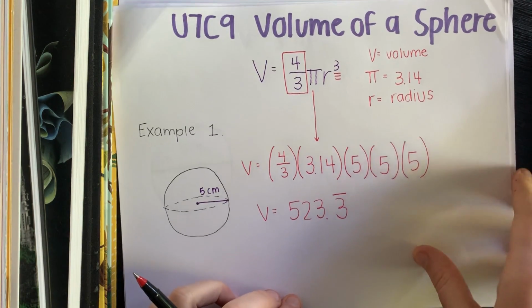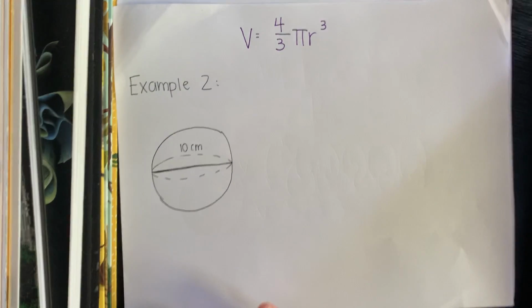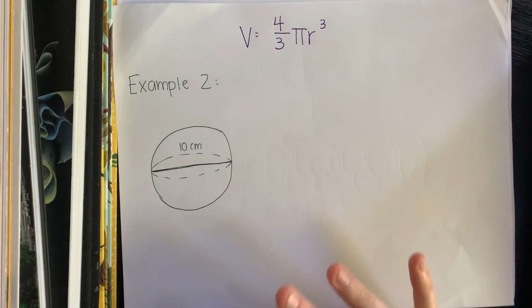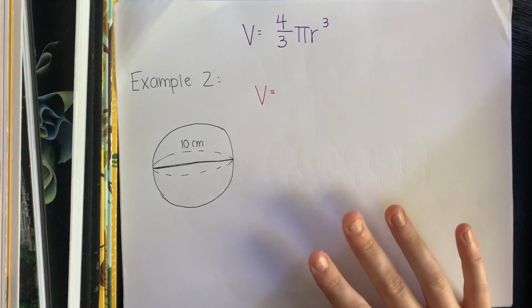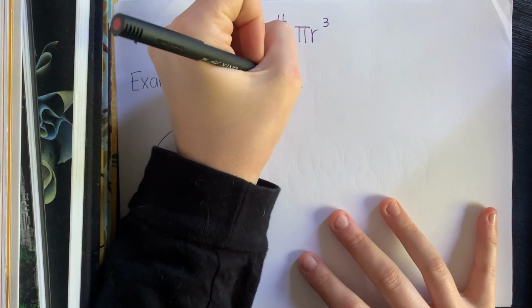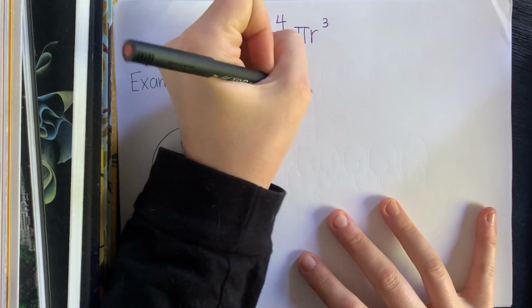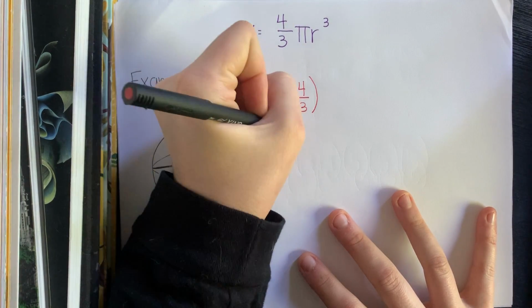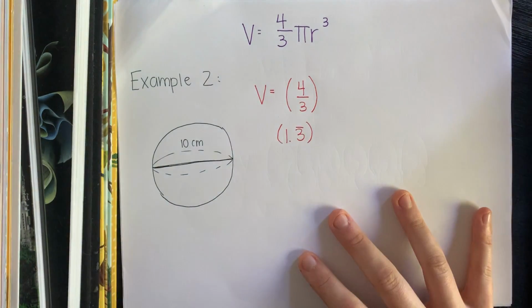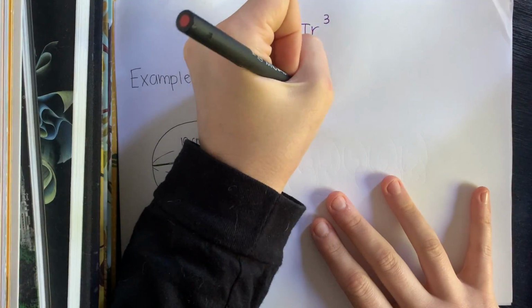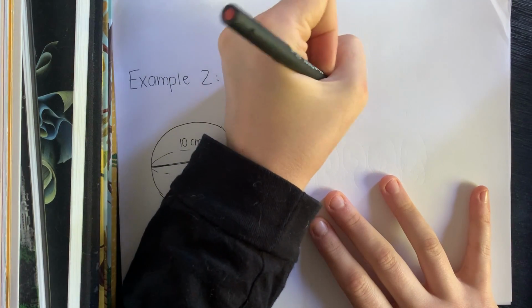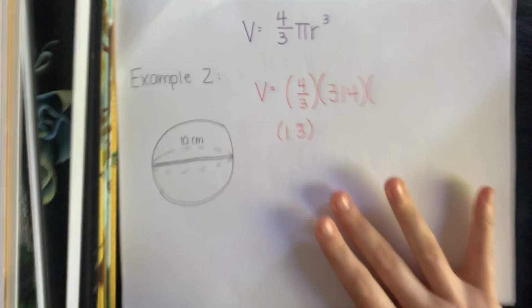So example number 2, here we go. Okay, so for this one, again, I'm gonna start by rewriting my formula. So I've got my volume equals 4/3, which we know is gonna be the same thing as 1.33333333333 forever. Times pi, so 3.14. Times the radius 3 times.